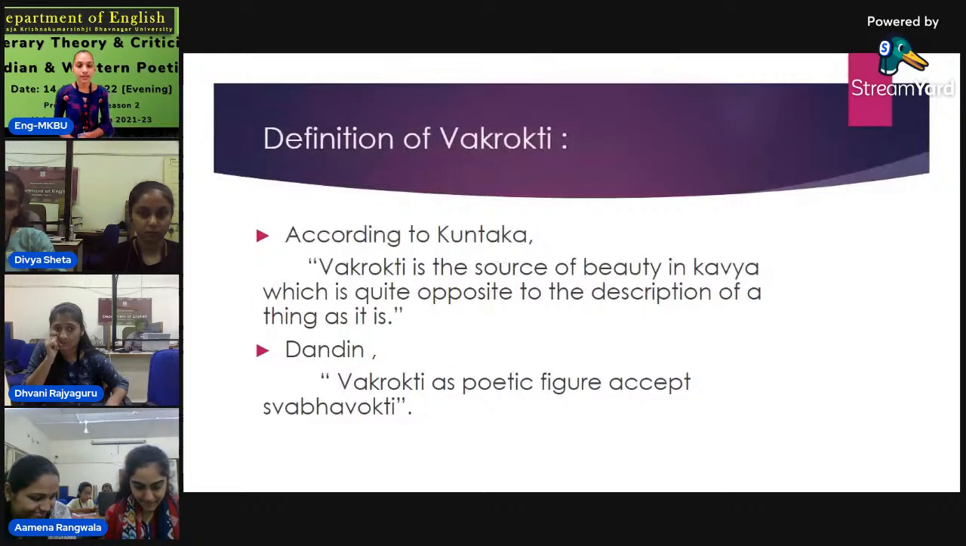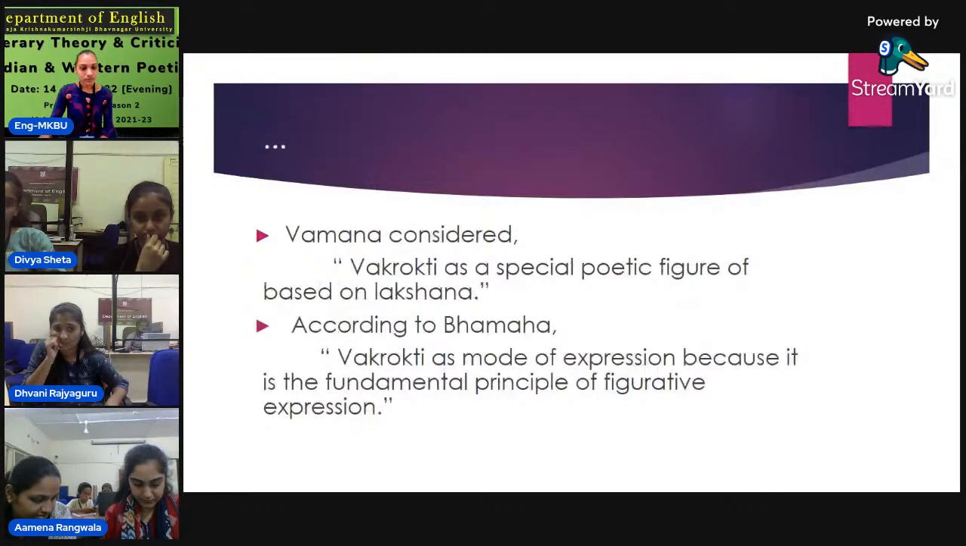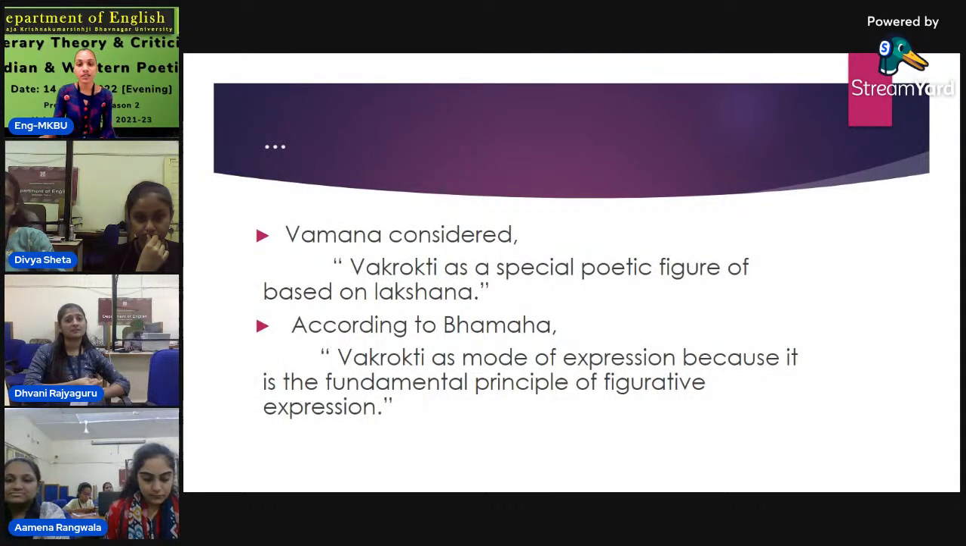Dandin says Vakrokti is a poetic figure, except Svabhavokti. Vamana considers Vakrokti a special poetic figure based on Lakshana. Then Bhamaha considers Vakrokti a mode of expression, because it is the fundamental principle of figurative expressions.